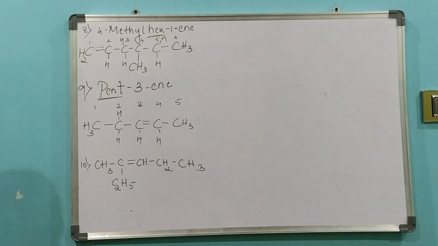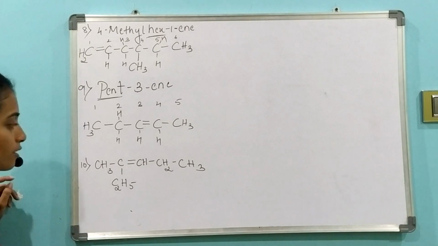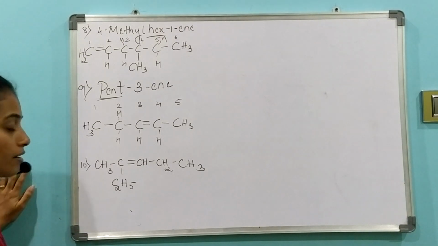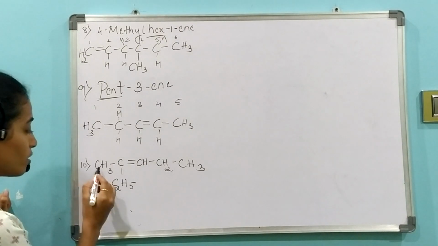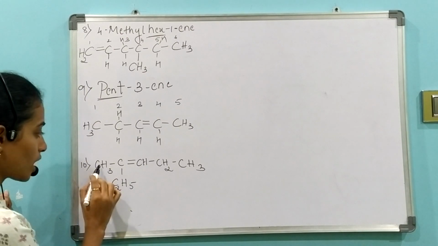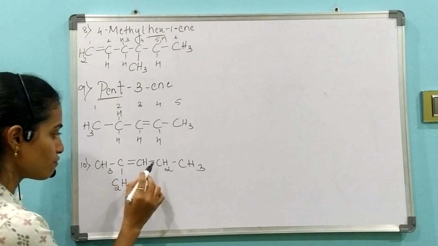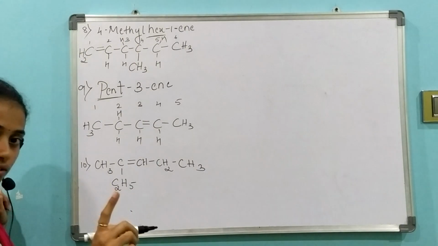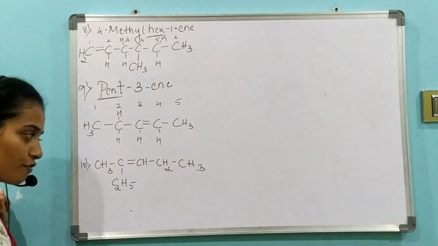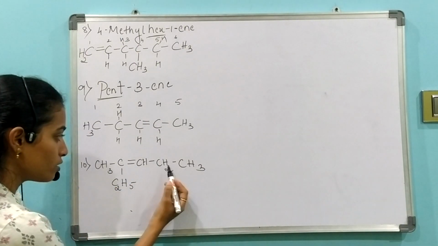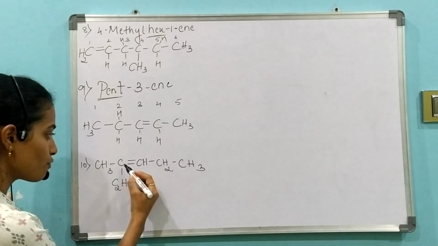Okay. Take down the 10th example. And now select the parent chain. Here if you just count the carbon numbers, carbon 1, 2, 3, 4, 5. This is the one option where you can select your parent chain. If not, it is 1, 2, 3, 4.